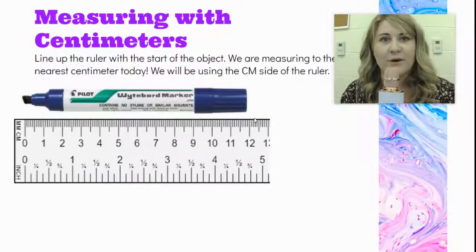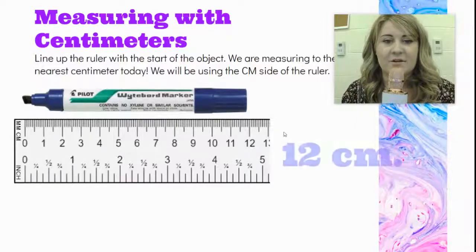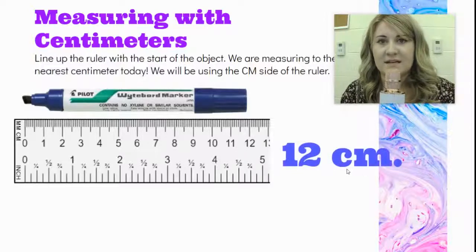In 3rd grade, we don't have to worry about half centimeters. We're only looking at whole centimeters. So here, the closest whole centimeter is 12 centimeters, and I would put cm, which stands for centimeter. It's a lot quicker than writing out the word centimeter.